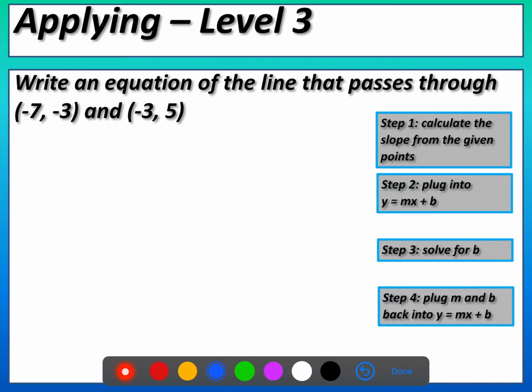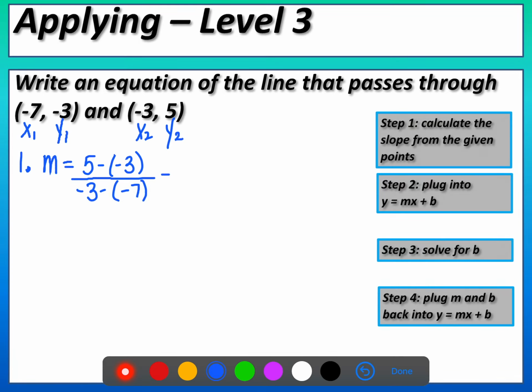Okay, let's do one more with two ordered pairs. So I'm labeling each ordered pair as x1, y1, x2, y2, and the first thing I'm going to do is find my slope. Okay, be careful of your signs. Okay, so I have a slope of 2, and then my second step, I'm going to solve for b.